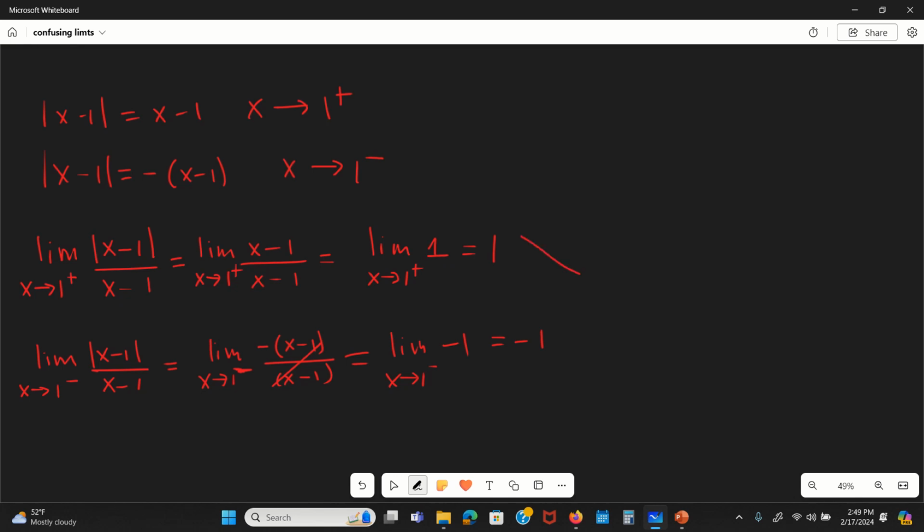Since the left-hand side and the right-hand side limits do not coincide, we say that the limit of the absolute value of x minus 1 divided by x minus 1 as x approaches 1 does not exist.